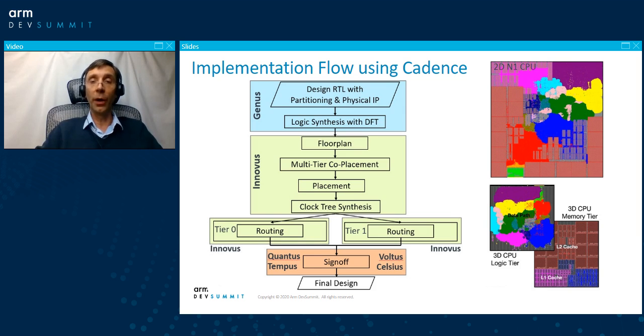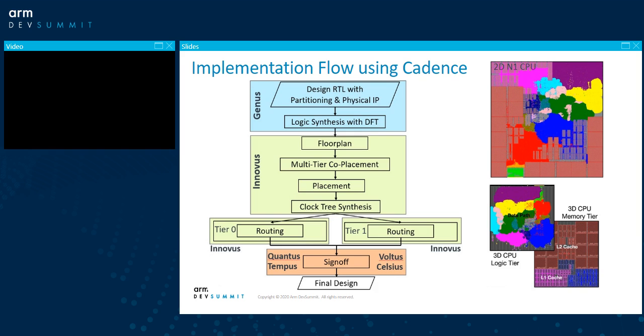Once we've done die 1 and die 2 routing, the system is then brought back together again, and we then move into the sign-off flow. So Tempus and Quantus were used for extraction and static timing analysis, and then Voltus and Celsius were used for IR drop and thermal analysis. Okay, I'm now going to hand over to Shawn, who's going to go through more of the details on the implementation flow. Okay, thank you, Rod.